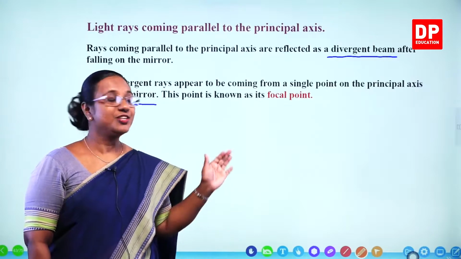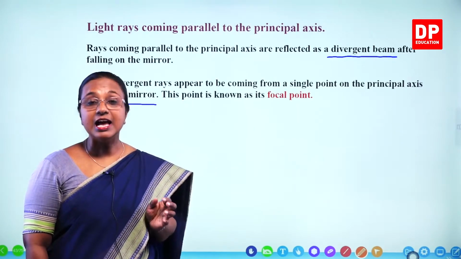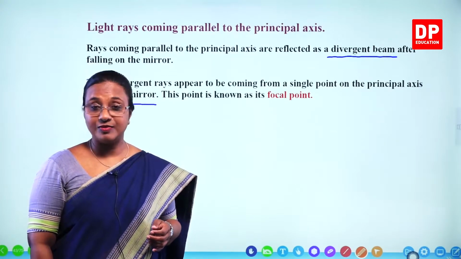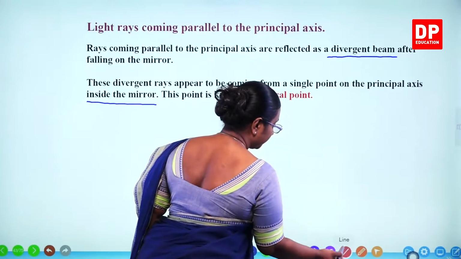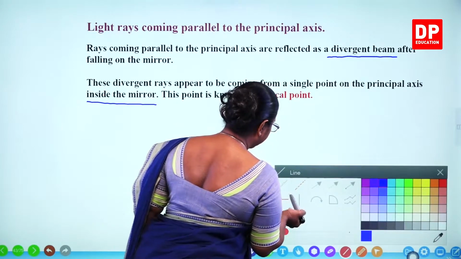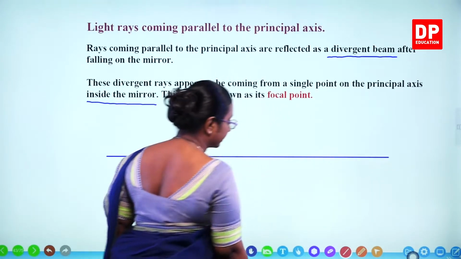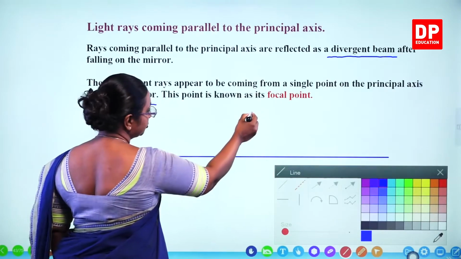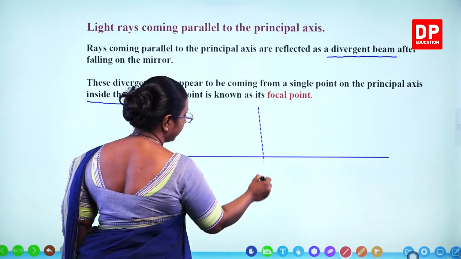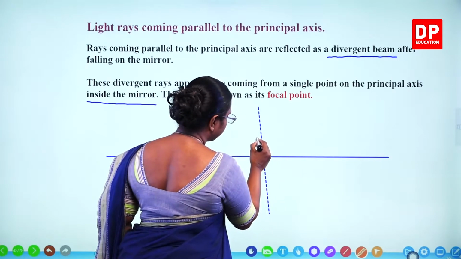Okay, students. So now you all can understand how the rays are being diverged by a convex mirror. Now we will draw the ray diagram. So for the ray diagram, first I will need to draw the principal axis, then a broken line to show the point where we have the mirror, and then I will draw the mirror here.